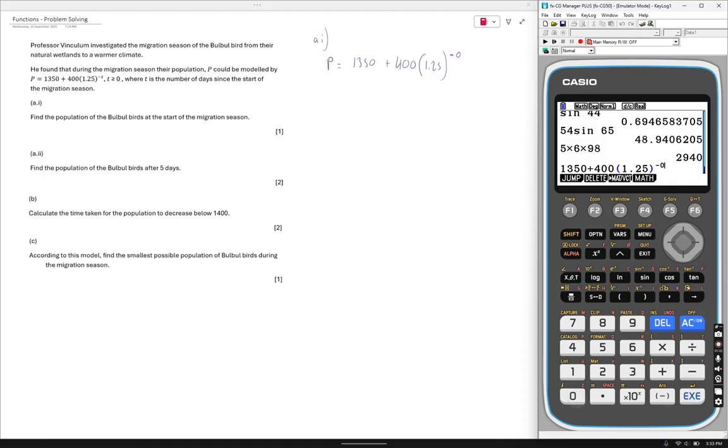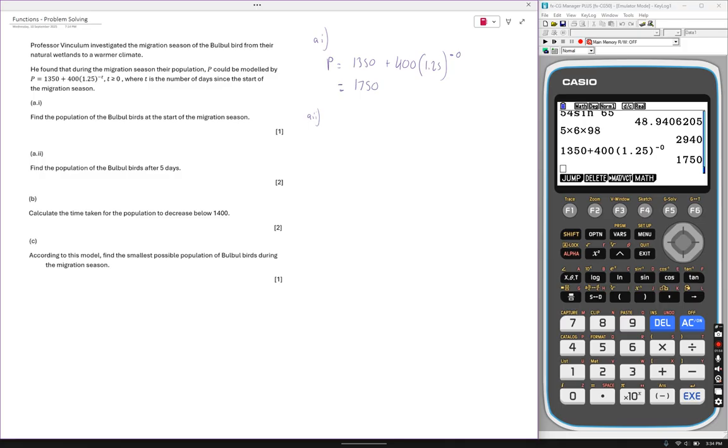Just to show you, I'll do it in my calculator as well. And we get 1,750. So this is going to equal 1,750. That is for part A1. Second part, A2. Find the population of the bulbul birds after 5 days.